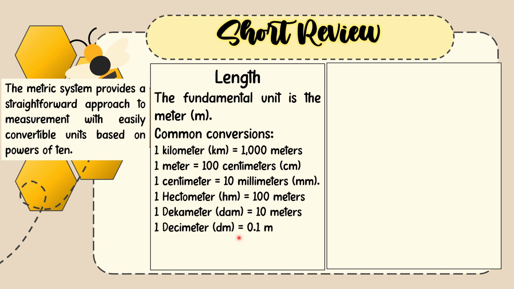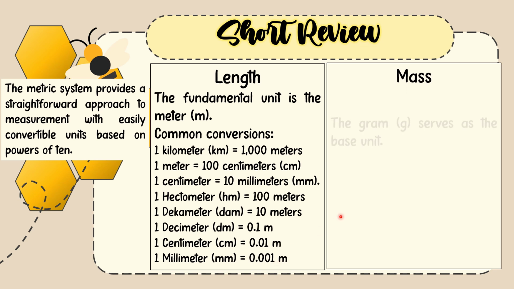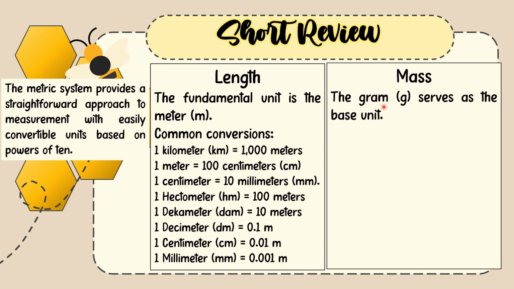1 decimeter is equal to 0.1 meters. 1 centimeter is equal to 0.01 meter. And 1 millimeter is equal to 0.001 meter. Now, let's proceed to mass. The gram serves as the base unit for mass.